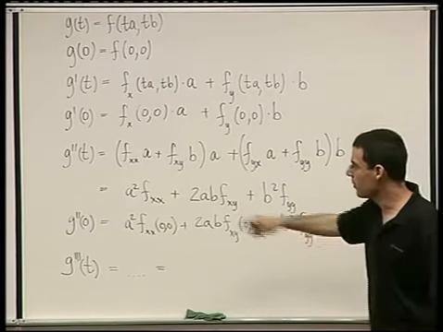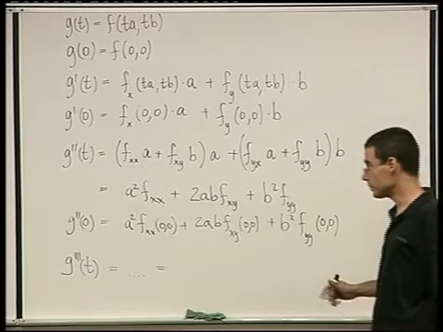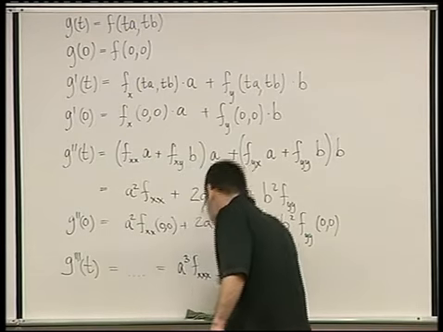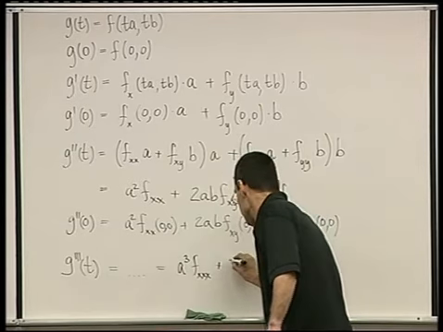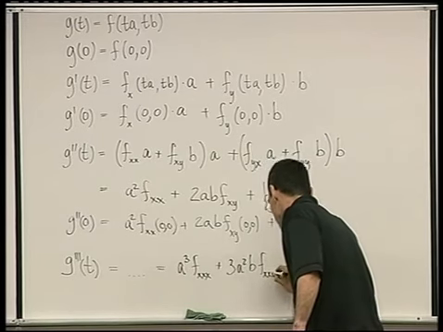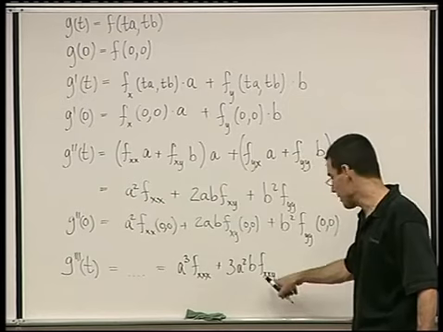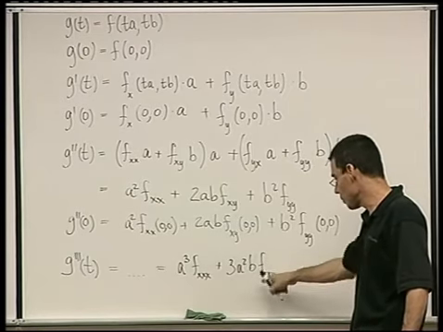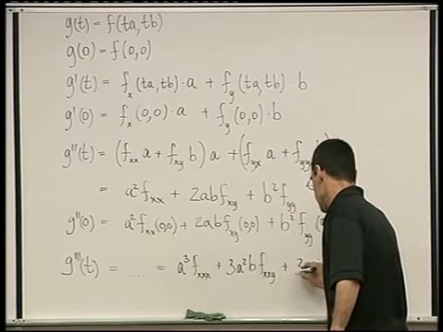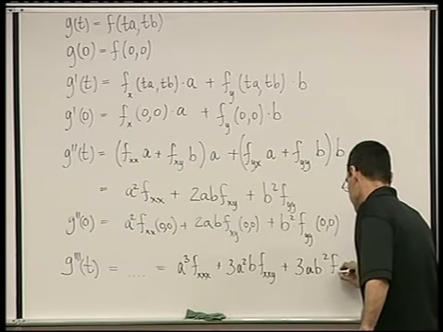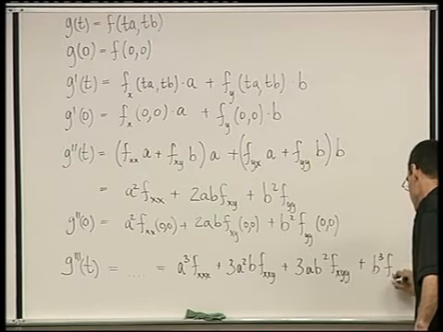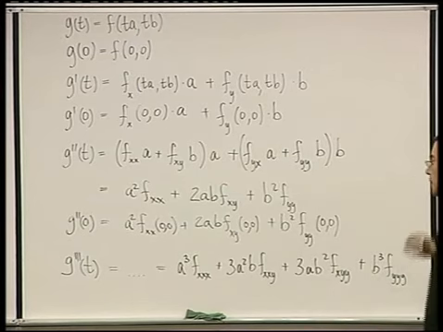So what do you expect g prime prime prime of t to be? Slowly, so I can write a cubed f_xxx plus, exactly, 3a squared b f_xxy. Does the order matter? If I write xyx or xxy or yxx, it doesn't matter, right? Because mixed partials are equal. Okay, plus, exactly. And finally, b cubed f_yyy. And at 0, you just plug in zeros.